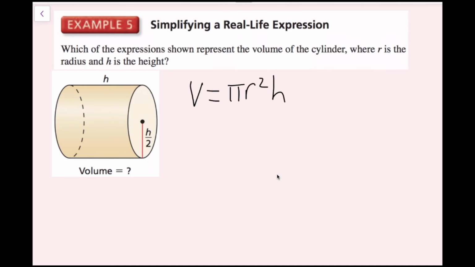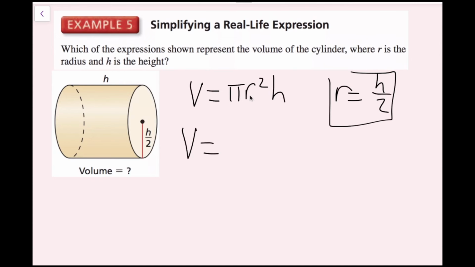Well, in this case, if we notice, the radius is given to us, and the radius is equal to h over 2. So r equals h over 2. So I'm going to plug this in here to my radius in this equation. So V equals pi times r squared, I'm going to put parentheses around this, so (h over 2) quantity squared times h, okay?